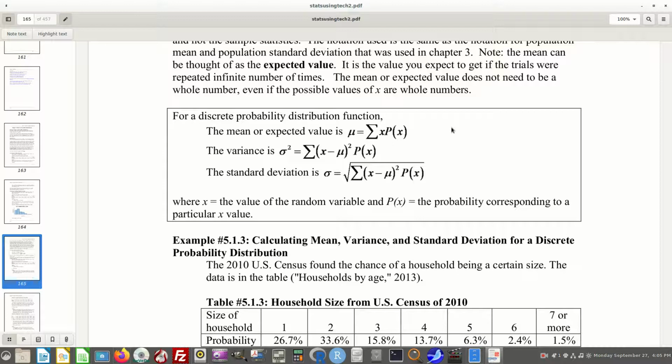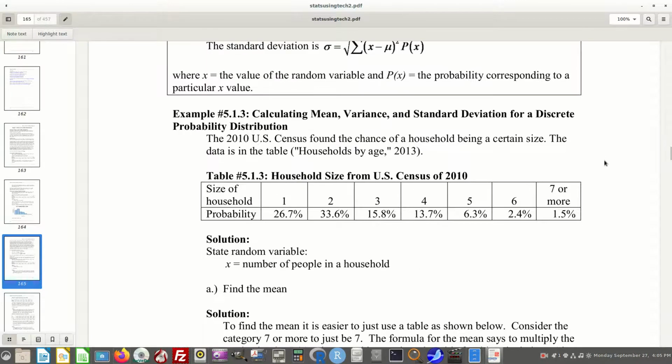The variance is a little bit more complicated. We have to subtract the mean that we just computed from the previous step from x, then square that, then multiply that by the probability of that discrete quantity, and then the standard deviation is just the square root of that variance.